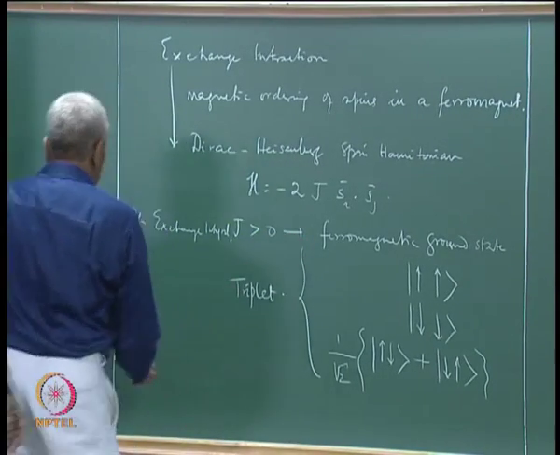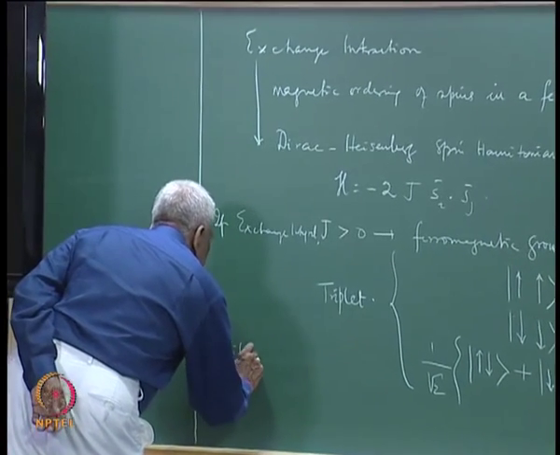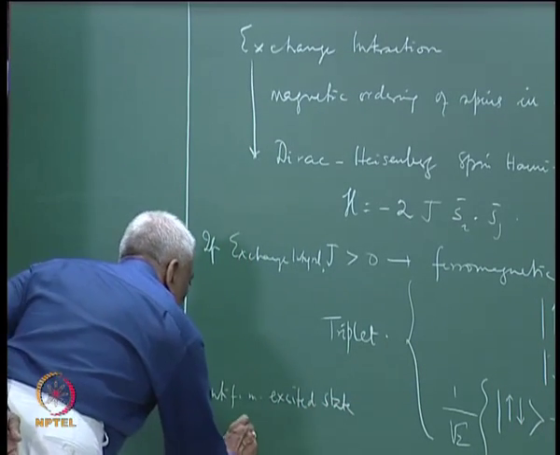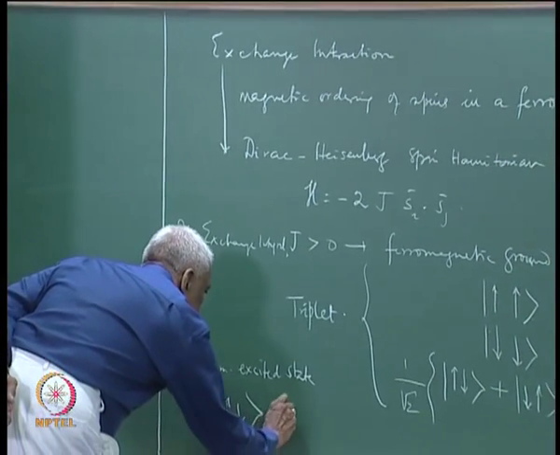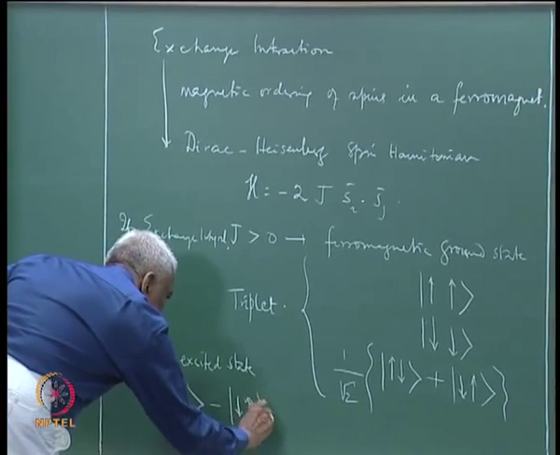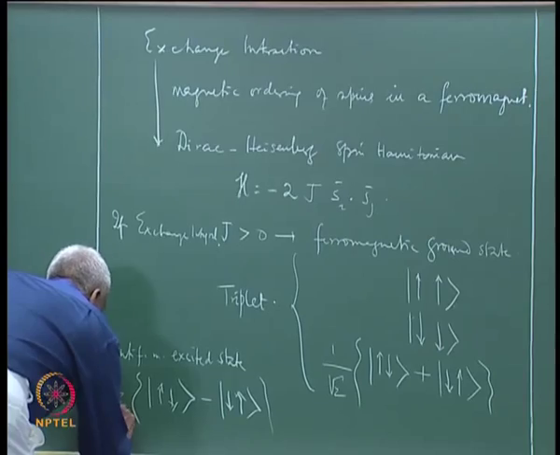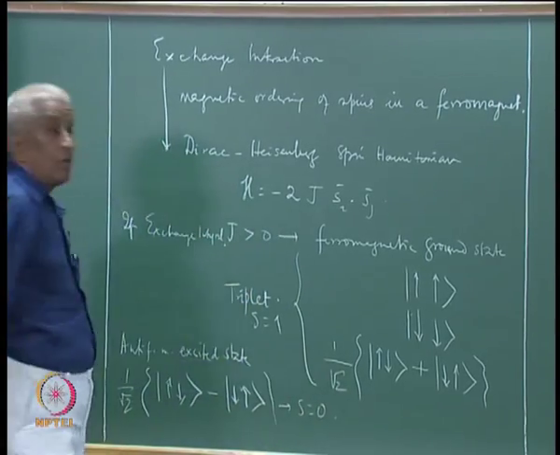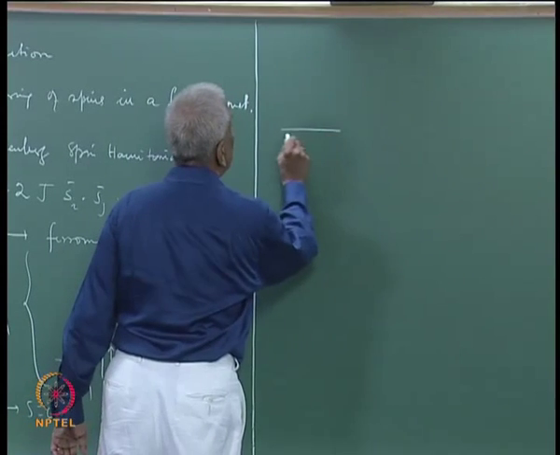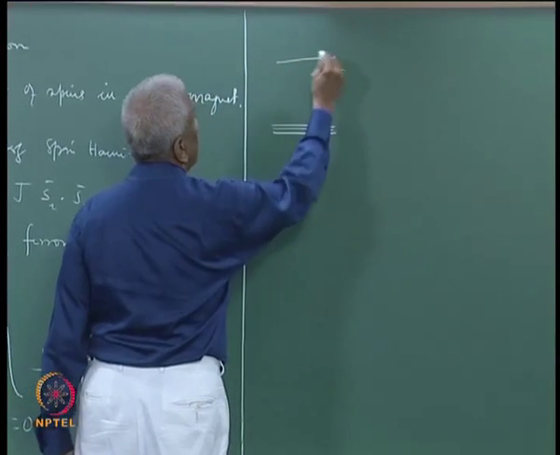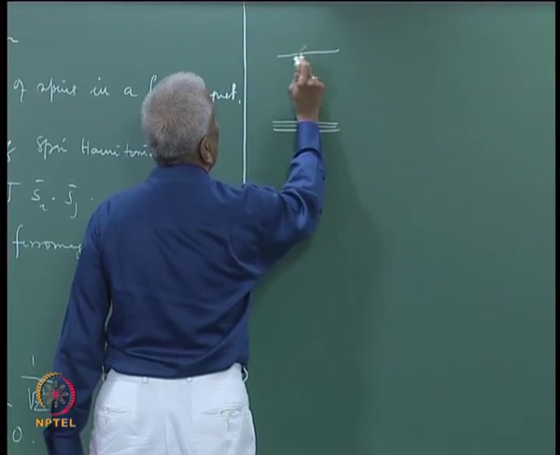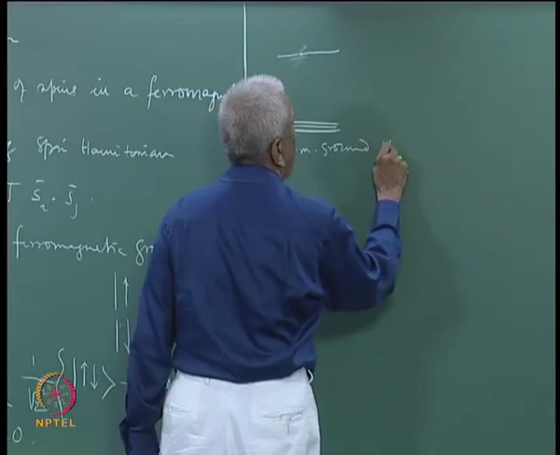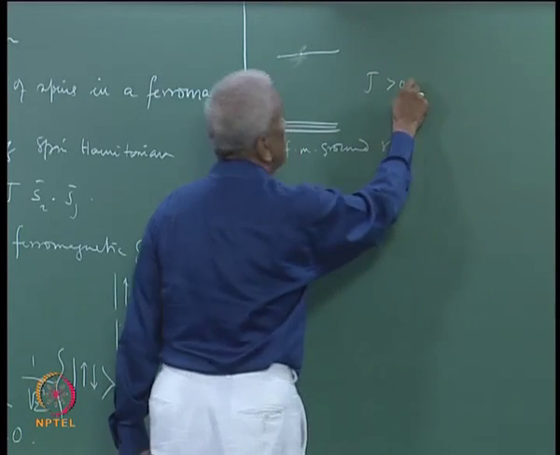whereas the excited state will be an antiferromagnetic excited state, which has the form of an antisymmetric combination. All these have S equal to 1 and this has S equal to 0. So, you have a ground state which is a triplet and an excited state. This is antiferromagnetic, this is the ferromagnetic. So, this is the situation for J greater than 0.